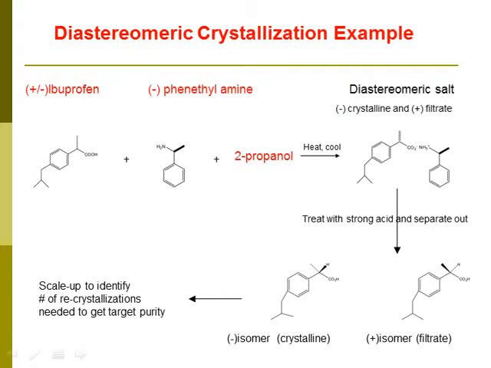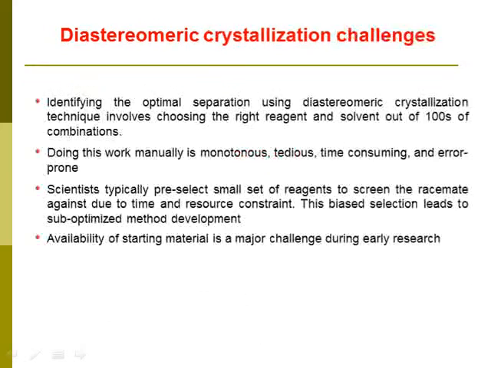Here is a typical diastereomeric crystallization example. The racemate ibuprofen is mixed with the resolving agent minus phenethylamine and solvent 2-propanol. The mixture is heated until homogeneous and then cooled. One of the enantiomers, the negative isomer in this case, crystallizes out while the other isomer stays in the filtrate. Separating out the crystals and treating them with strong acid yields the enriched isomer, which can then be further purified through multiple recrystallizations until the target purity is achieved.